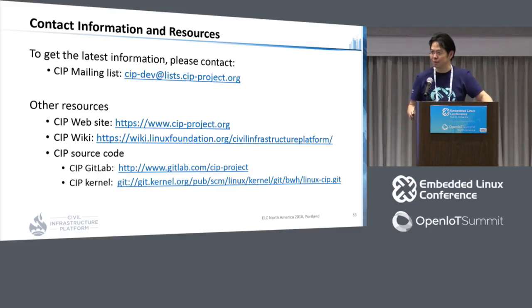Someone asked why we say the CIP kernel is supported for 10 years. Why don't we ask kernel.org to show the release pages or something like that? This is something we might have to consider, but currently we have backport patches, so we should consider what can be done.